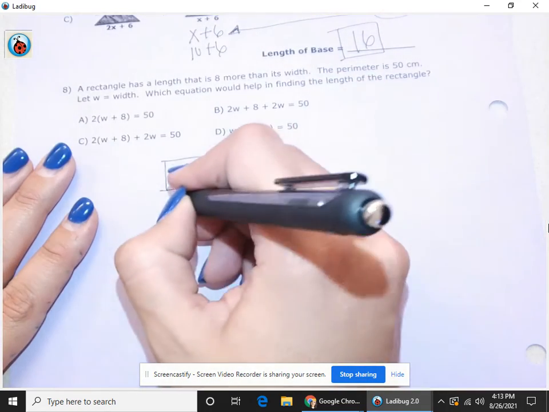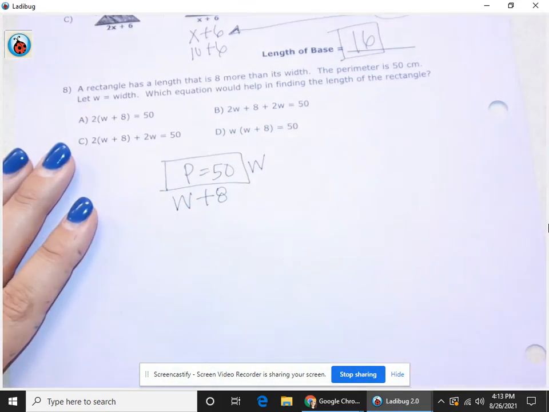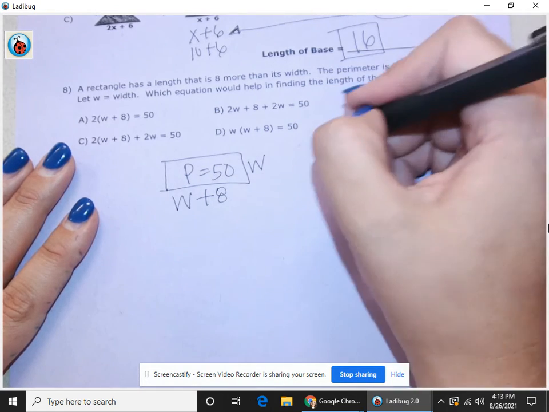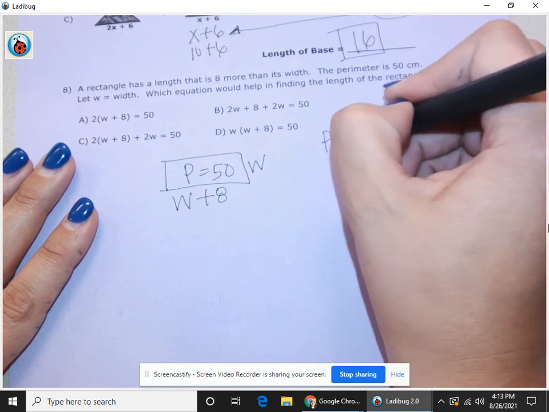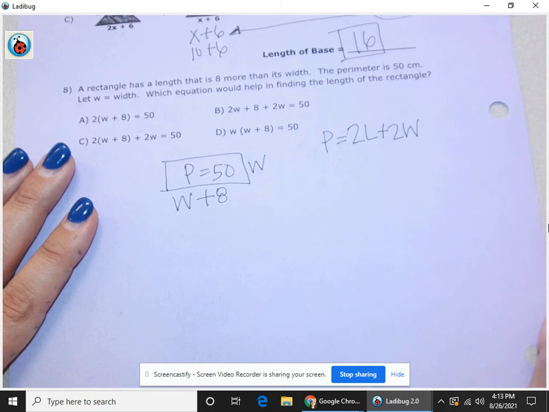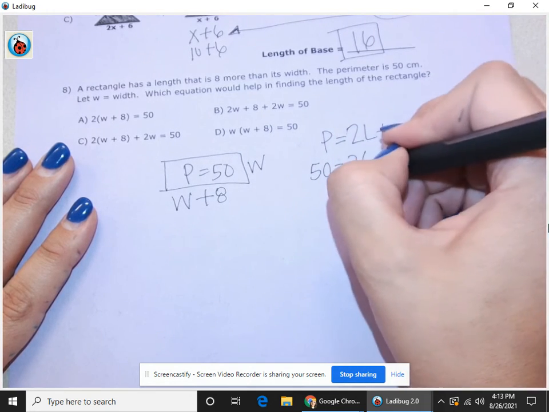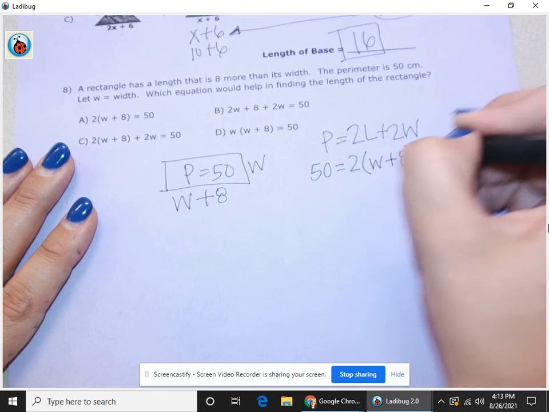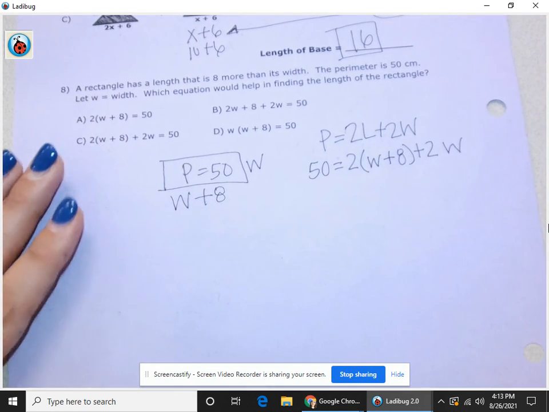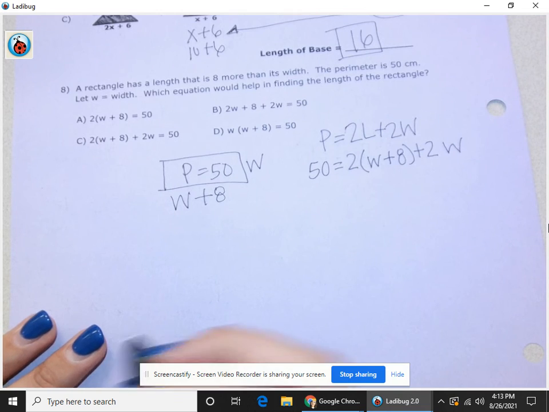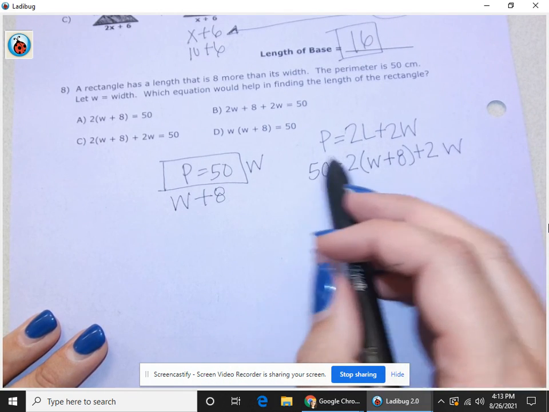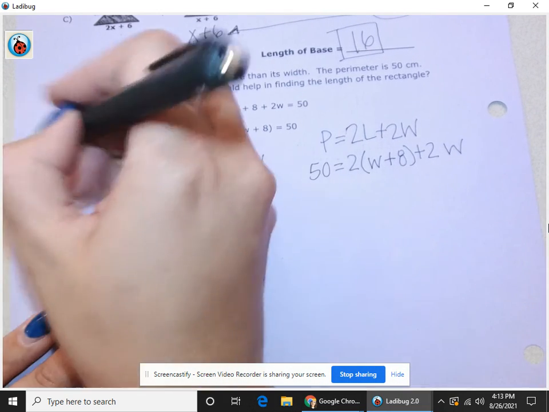Well, if my width is W, I'm going to add 8. For a rectangle, I've got P equals 2L plus 2W. So I've got perimeter, 50, equals 2 times my length, which is W plus 8, plus 2 times my width, which is W. And the closest one to get me there, with the equal sign on the other side, is C.